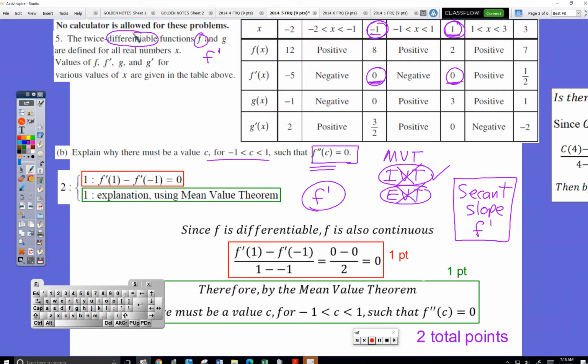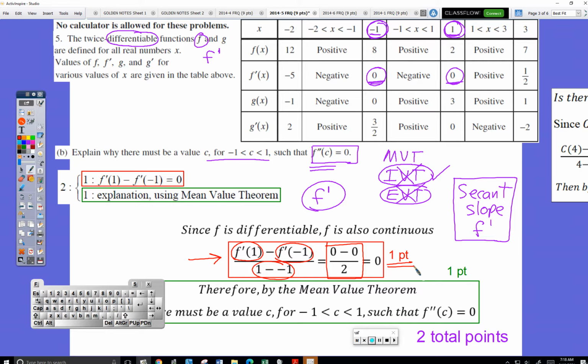So we just got to get it all written down here to get my points. The first point's pretty easy. Just show your computation of the secant slope of f prime. So here I'm taking the y-coordinate of f prime, subtract the y-coordinate of f prime, divided by the x-coordinates. You do have to show this. You can't leave it in function notation. That would get you 1 point for showing that. Now you have to have the key mean value theorem words.